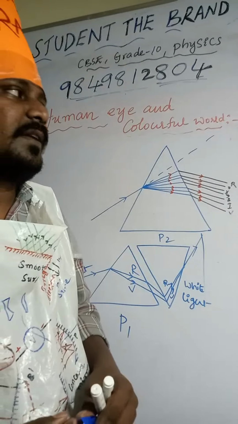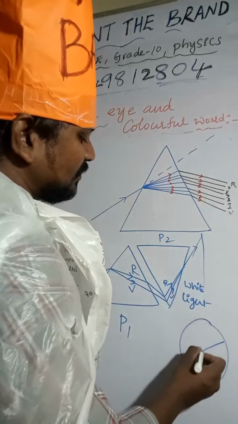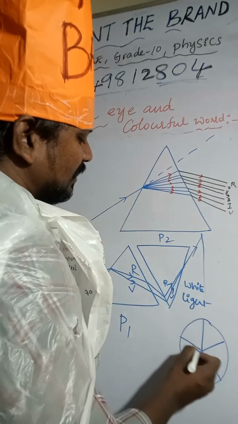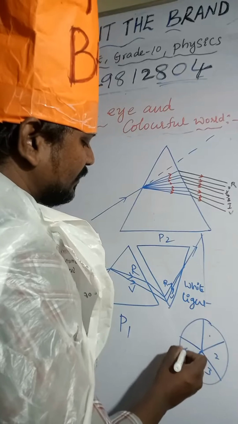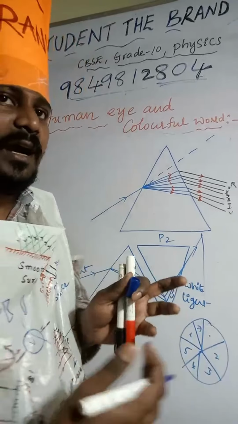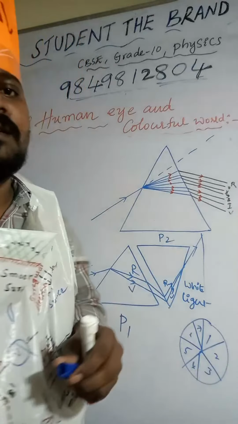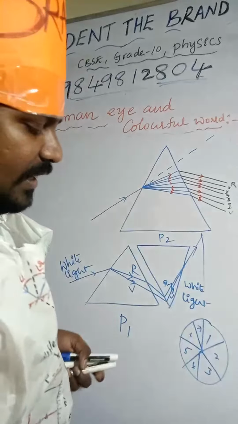Even you can see the Newton disc. You can paint the 7 colors like this: 1, 2, 3, 4, 5, 6, and 7. Then if you rotate the disc, automatically we are able to see the white color, right? Yes. So if all colors mix, we'll get white light.